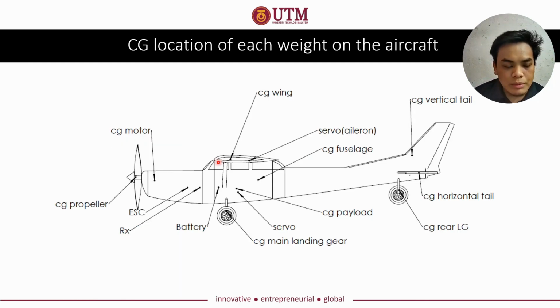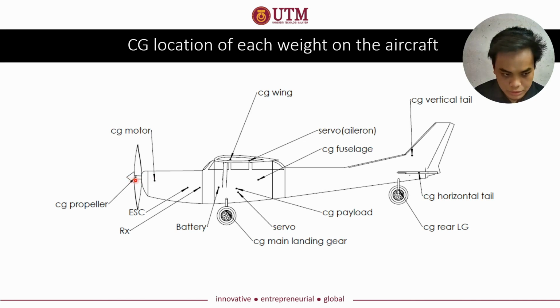But before that, we need to determine the CG location of each component on the aircraft. As we know, there are a lot of components that we put in it, such as the propeller, the receiver, the payload, and all the other components. Then we need to put a reference point that we can measure from, which in our case we put here at the tip of the propeller. So the distance, for example, the distance for CG motor is this.